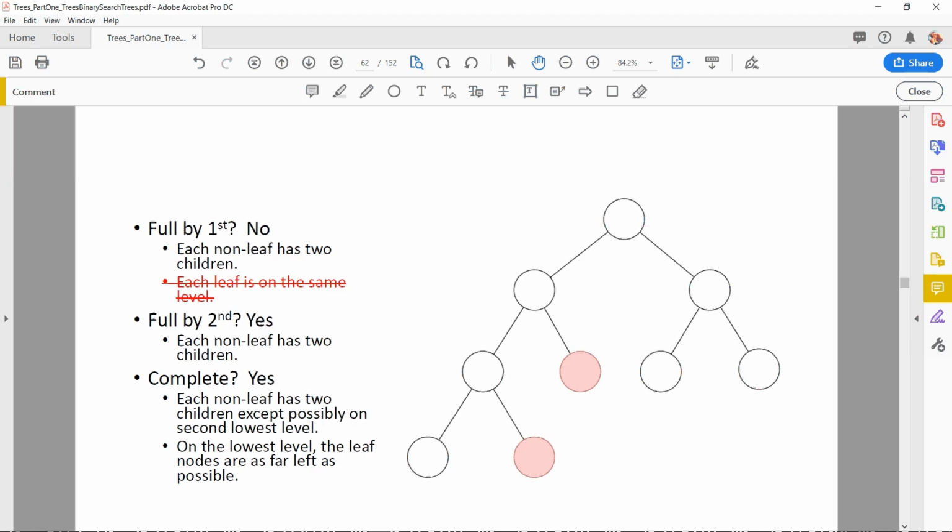This tree is not full by the first definition, but is full by the second definition and is complete. So by the first definition, does each non-leaf have two children? Yes, yes, yes, yes. Okay, so that part is good.